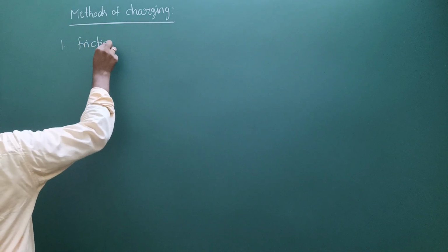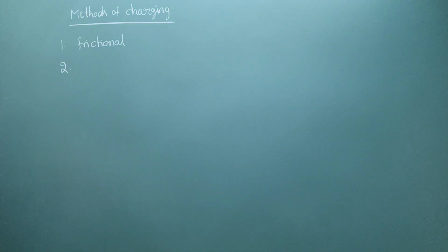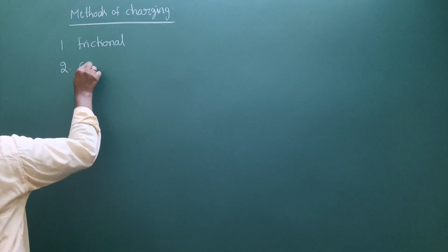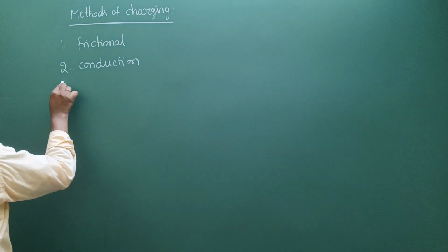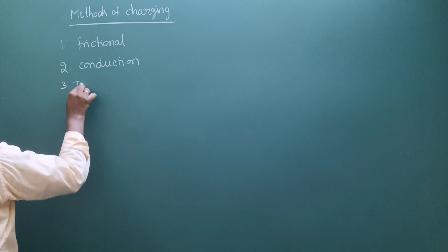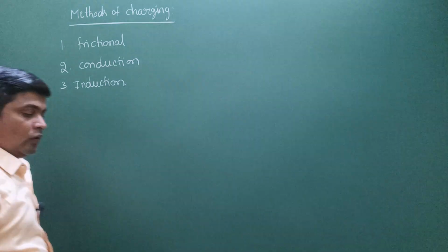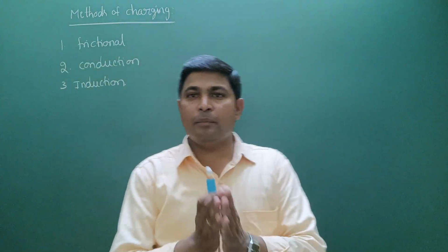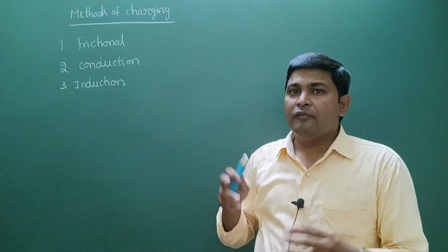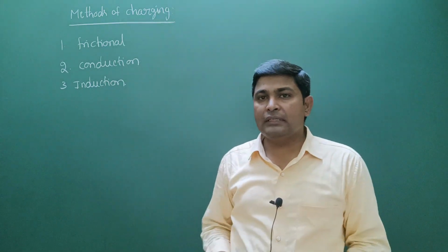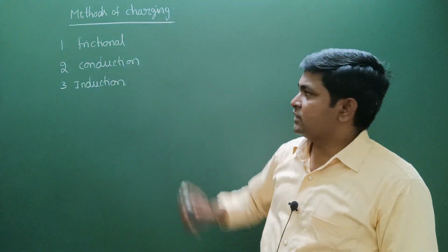Number one, it is the frictional method. Number two, it is going to be the conduction method. Number three is the induction method. So the frictional method means when we rub two bodies, we can make the electrification or charging of a body happen. So that is the frictional method.